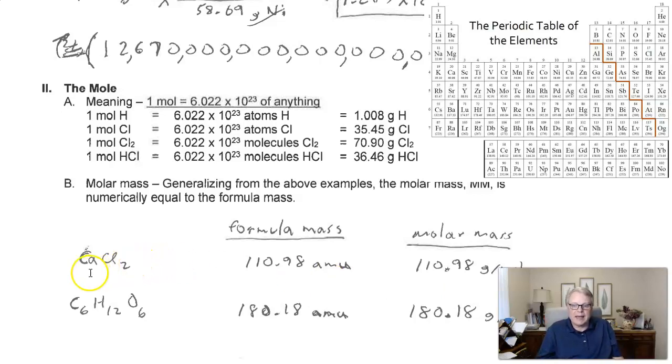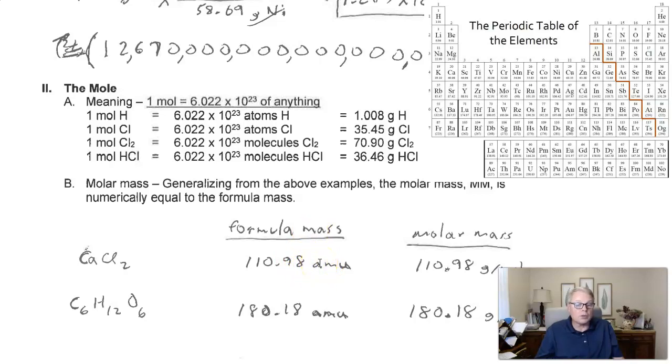What is the formula mass? Well, we take the weight of a calcium here, which is about 40.008. I don't have my periodic table with me, I'm guessing here. 2 chlorines at 35.45 apiece, so 70.90 and 40.00, about 110.98, I think is what I came up with there. 110.98 AMU. Okay, so that's the formula mass.